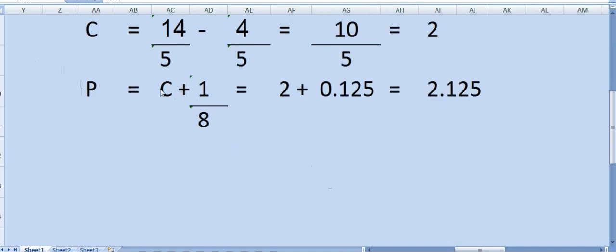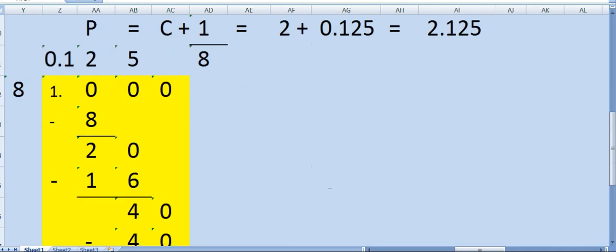Pony equals cat plus 1/8. Solve this, cat and 1/8, you will get 2.125. Division is shown over here.